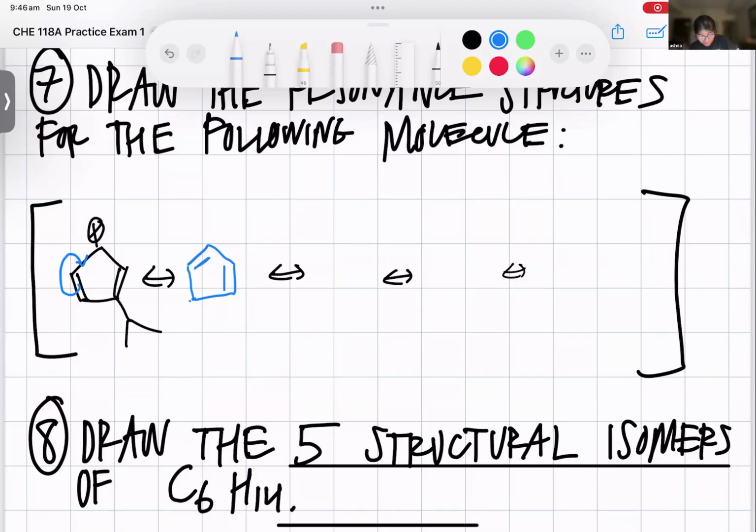So then this one loses its negative charge. And then does this one become positive though? Yeah, it becomes positively charged. Isopropyl is still there. Nice.